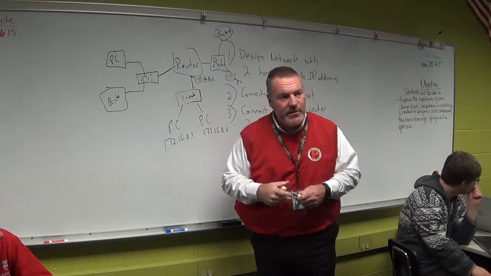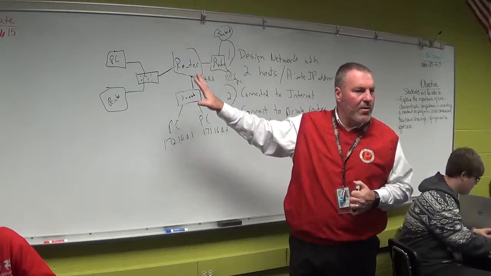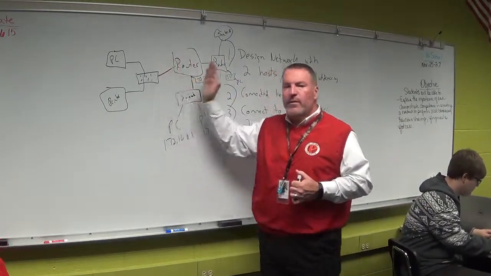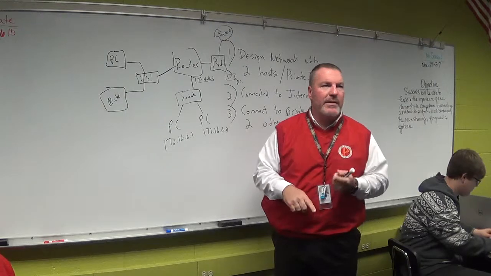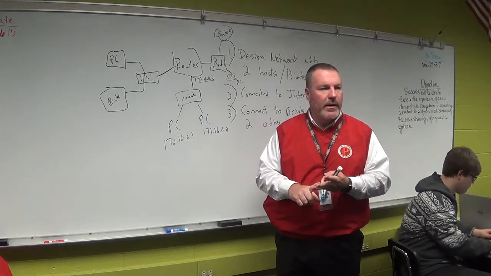Everybody understand what I just described? As you look, you got to get used to looking at the drawing. And then you take each one of those interfaces and say, okay, what if the packet is destined for this network? Is it going to know where to go? Is it destined for this network? Is it going to know where to go?